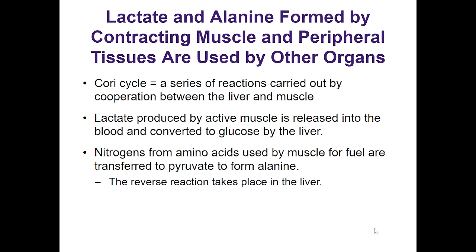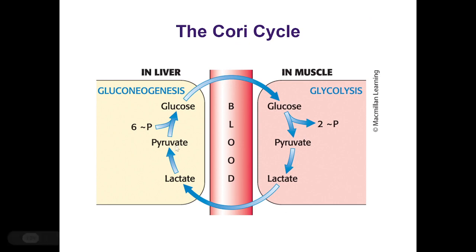So again, nitrogens from your amino acids will be used by your muscles for fuel. They're going to be transferred to the pyruvate to form alanine. The reverse reaction is then going to take place in your liver and build those back up into the amino acids that you just used. And so this is the Cori cycle as summed right here. What ends up happening is we have glucose and lactate, and those are the ones that will go through the blood.